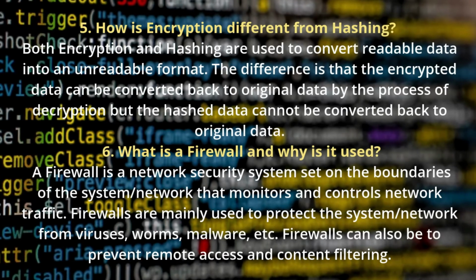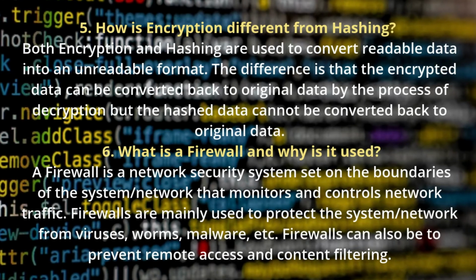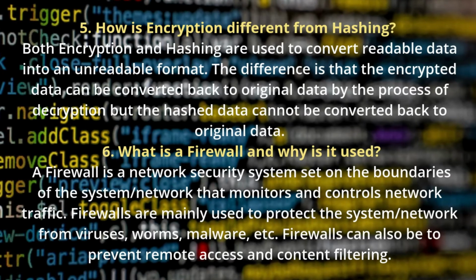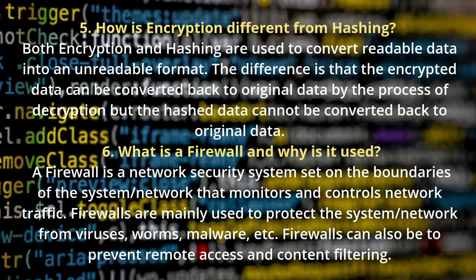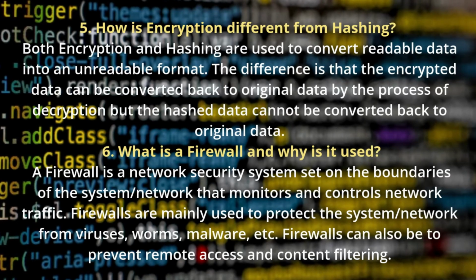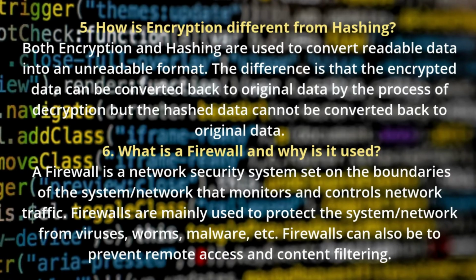6. What is a firewall and why is it used? A firewall is a network security system set on the boundaries of the system or network that monitors and controls network traffic. Firewalls are mainly used to protect the system or network from viruses, worms, malware, etc. Firewalls can also be used to prevent remote access and for content filtering.